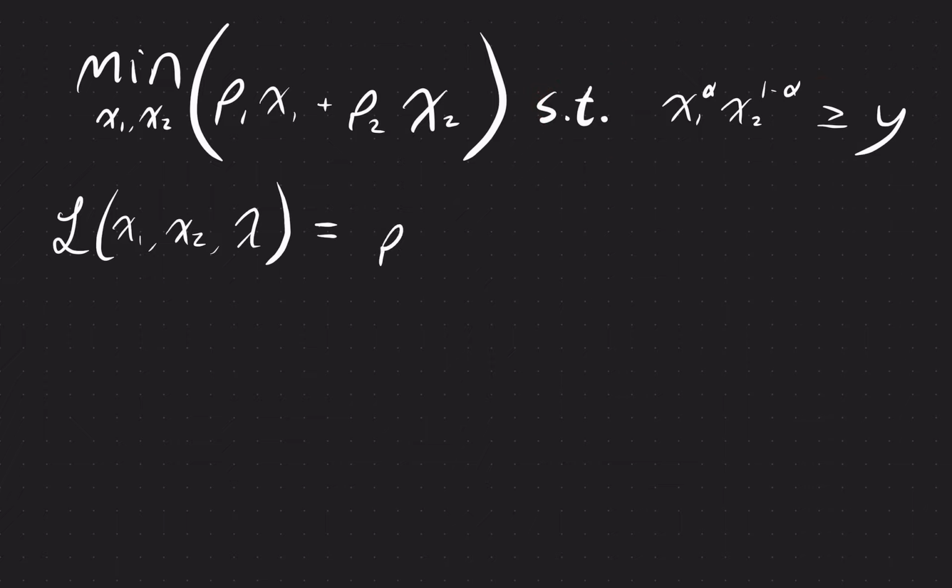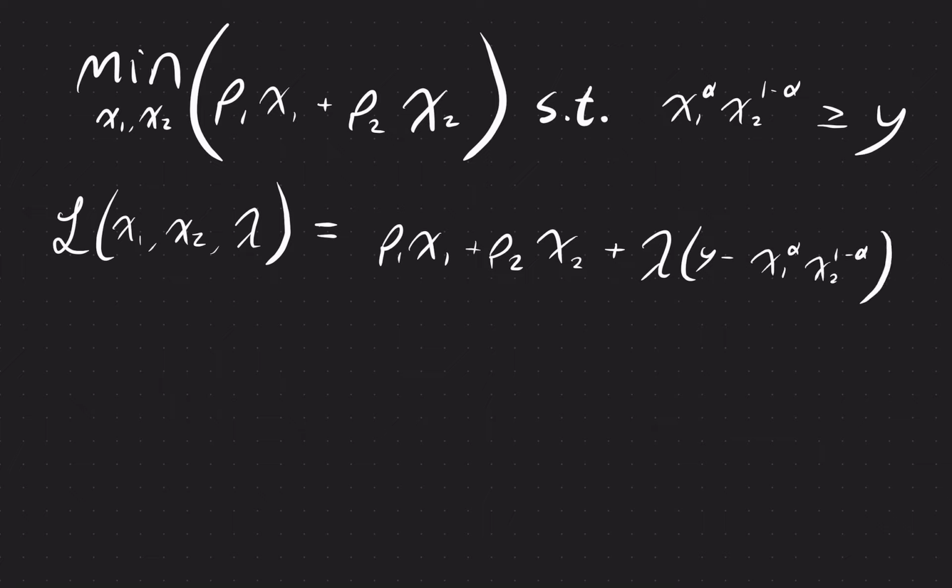So this is going to be equal to p1 x1 plus p2 x2 plus, this is going to be our g, this is going to be our b, lambda times y minus x1 to the alpha, x2 to the 1 minus alpha. And here, I'm not going to assume anymore that my constraint's binding because we can use the Kuhn-Tucker FOCs to show that it will be.